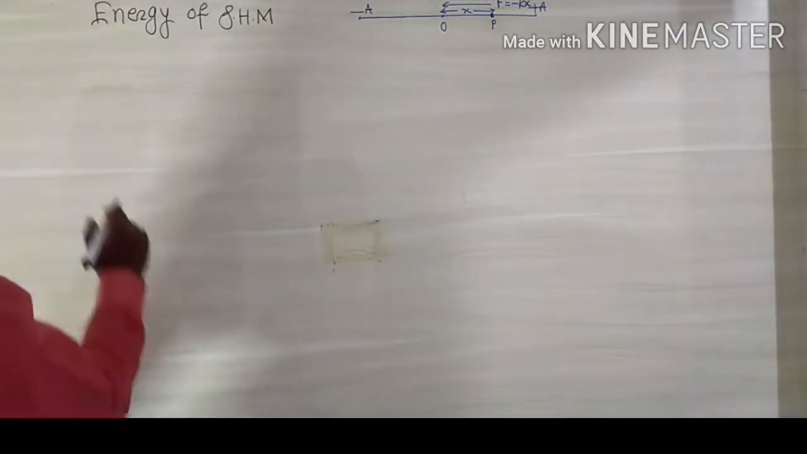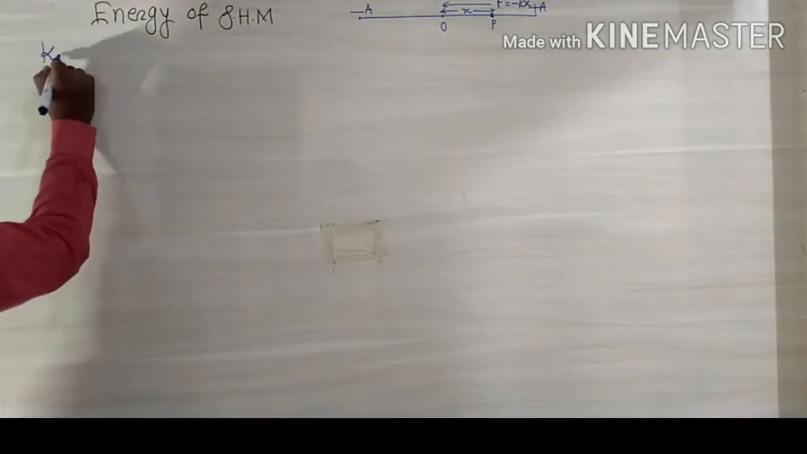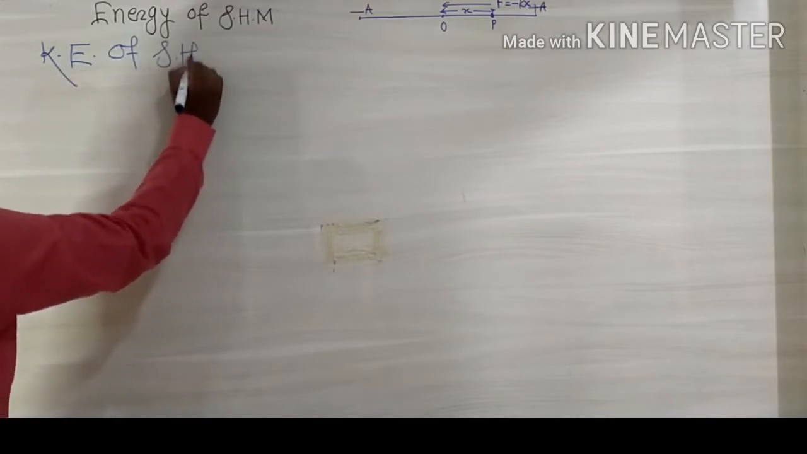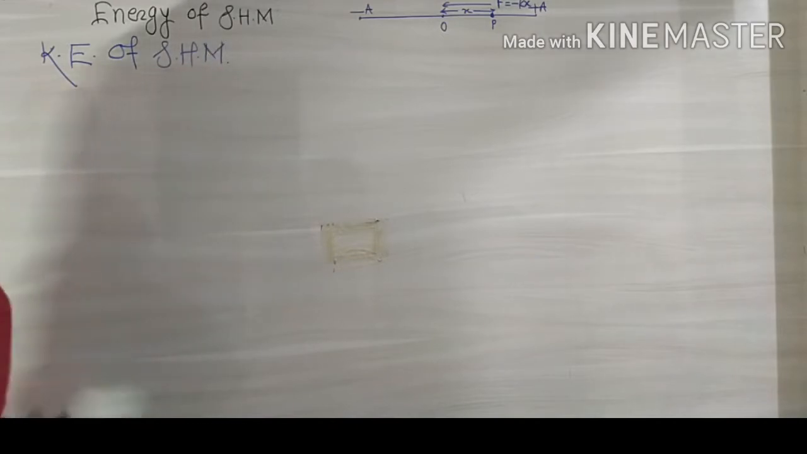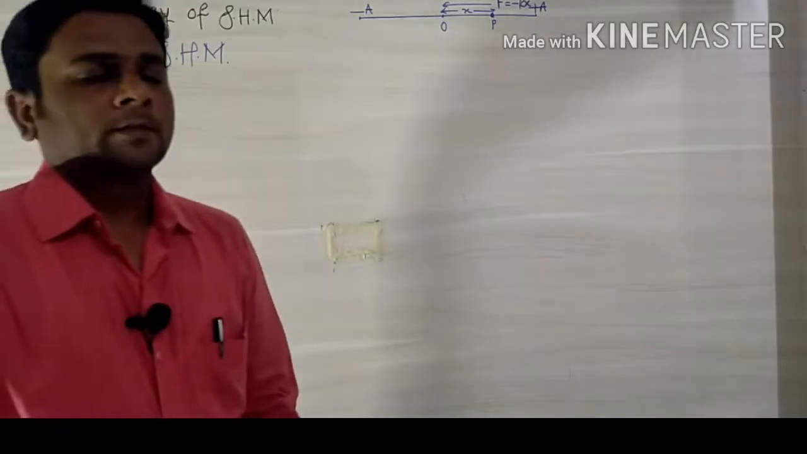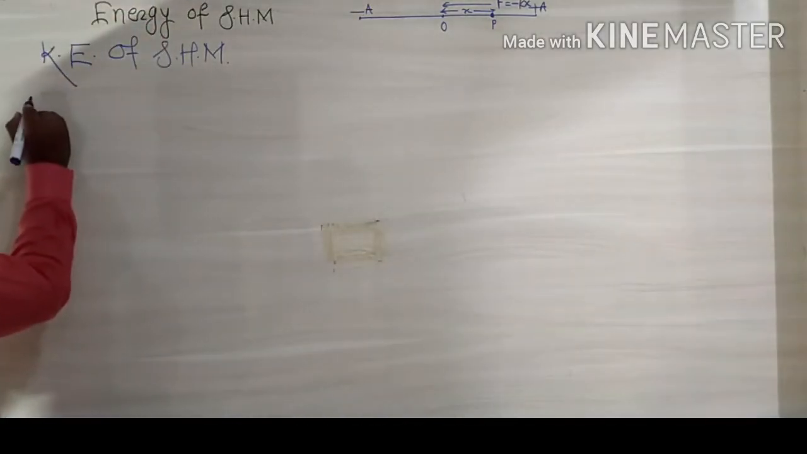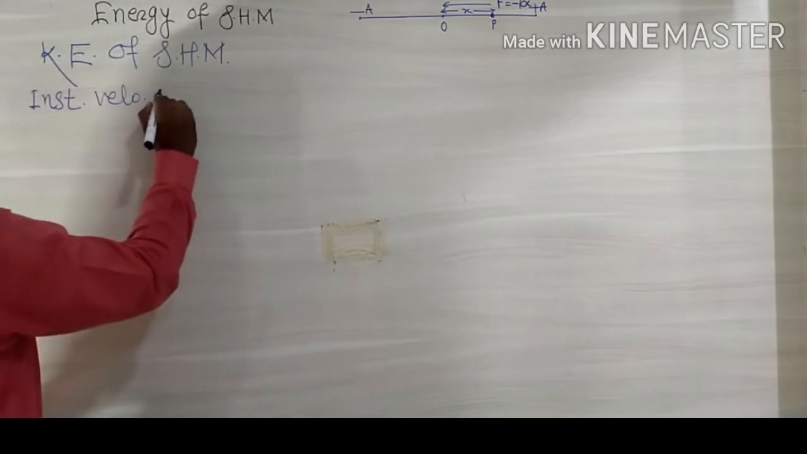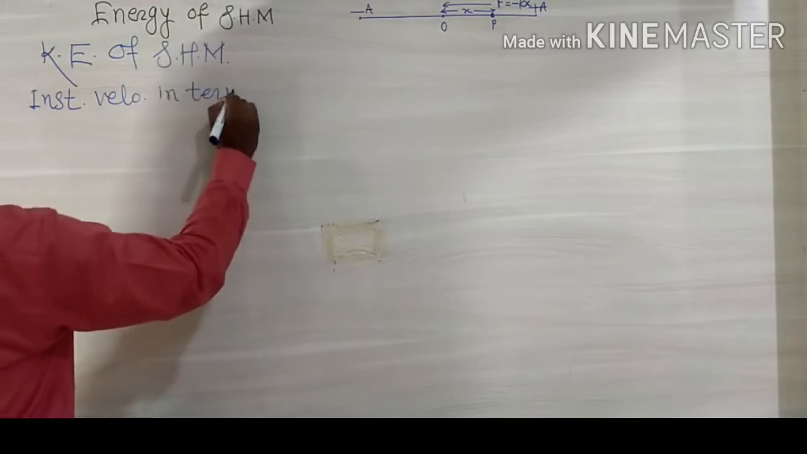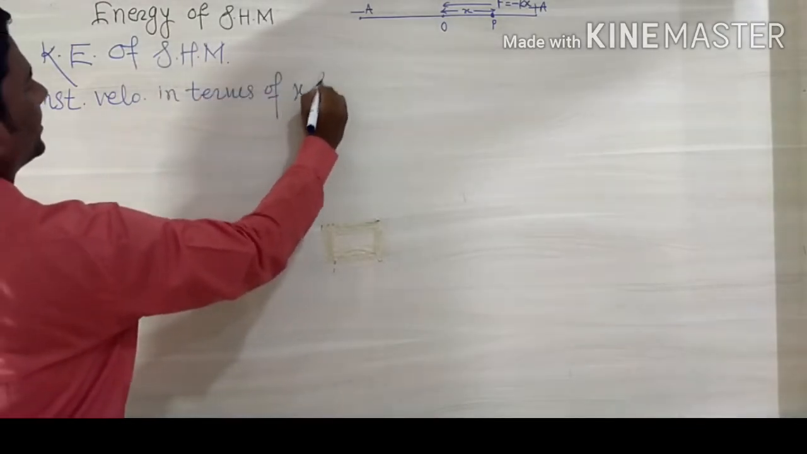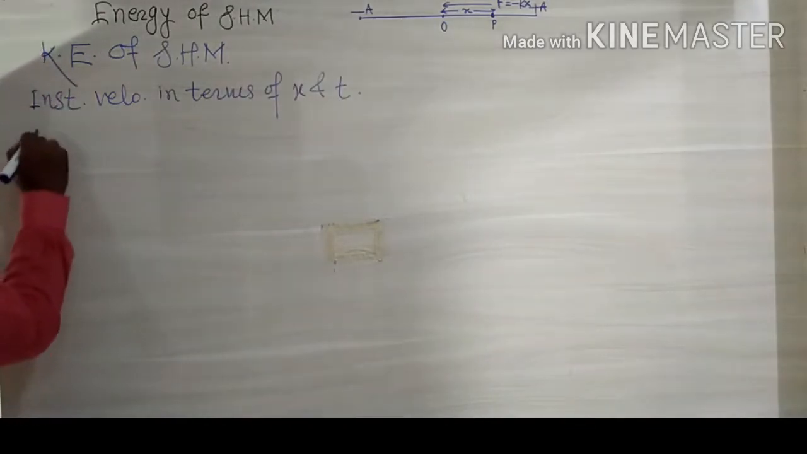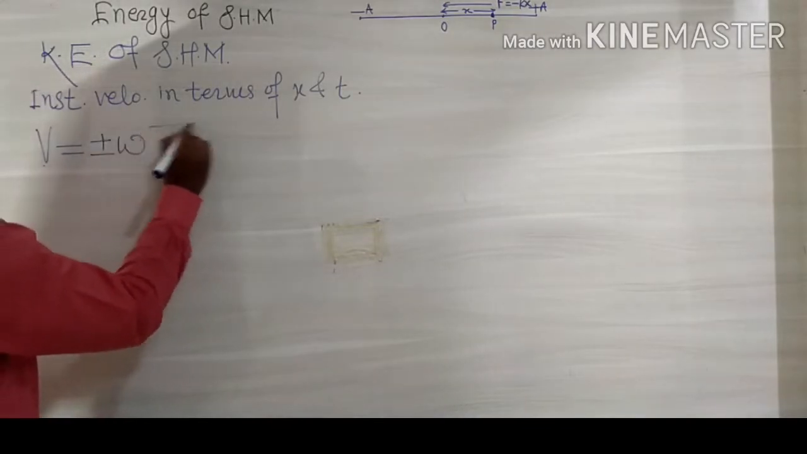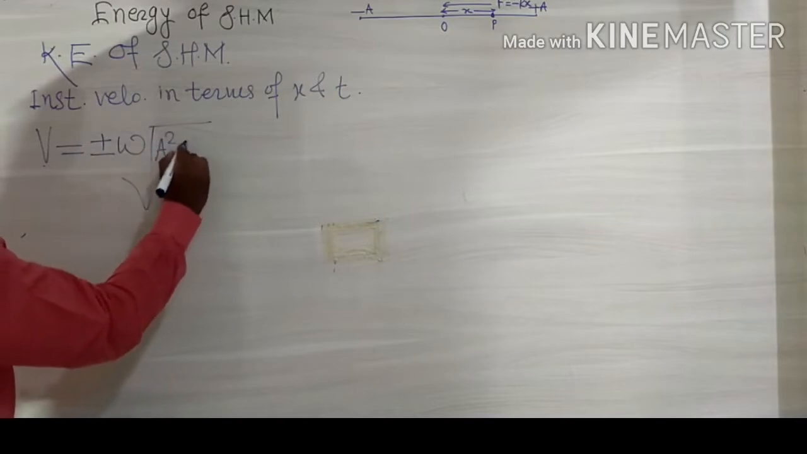First we find the kinetic energy of simple harmonic motion. We know that the instantaneous velocity in terms of x and t. The general equation of velocity v is equal to plus or minus omega under root of a square minus x square.